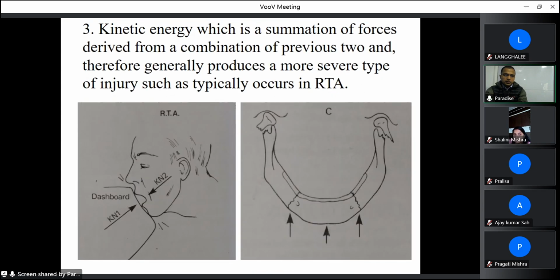In the third case, both the object and the body are in motion. So both impart a high amount of kinetic energy, which will lead to severe injury. This kinetic energy is the summation of forces derived from a combination of the previous two, and therefore generally produces a more severe type of injury, such as typically occurs in road traffic accidents. Such injury will lead to severe fracture. And in such cases, there are multiple fractures, and most probably there is a comminuted fracture.